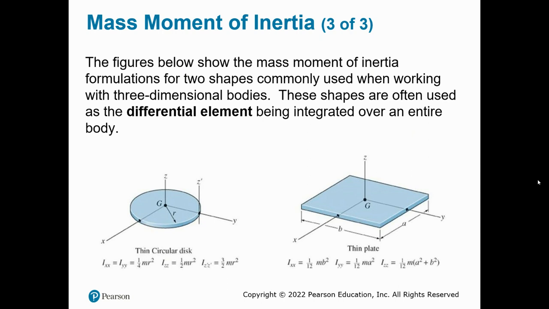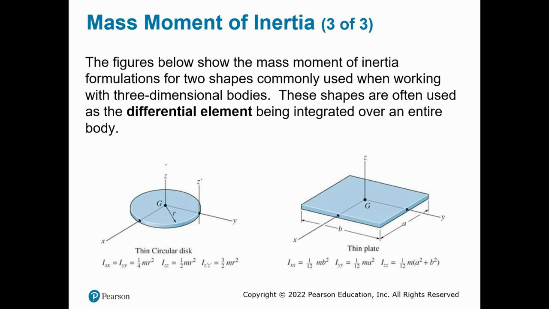In these two diagrams, the thin circular disc and the thin plate are the two most common shapes that we see whenever we deal with three-dimensional bodies. The diagram gives the formulas that we are going to use whenever we deal with the thin disk and the thin plate. I want to point out that for the thin disk, for example, it depends on which axis you are taking the moment about.